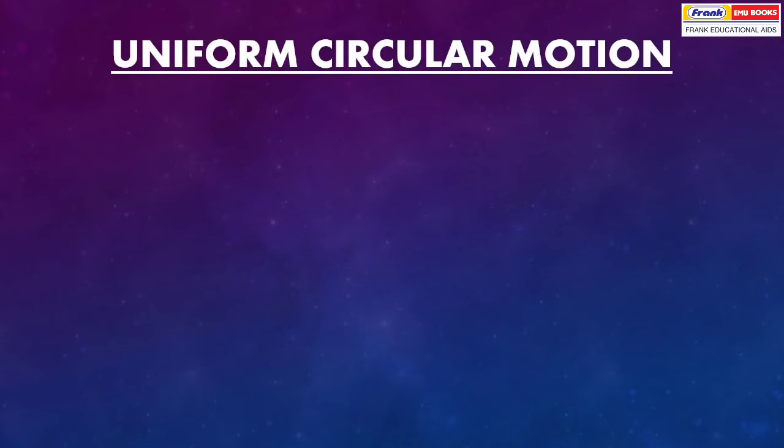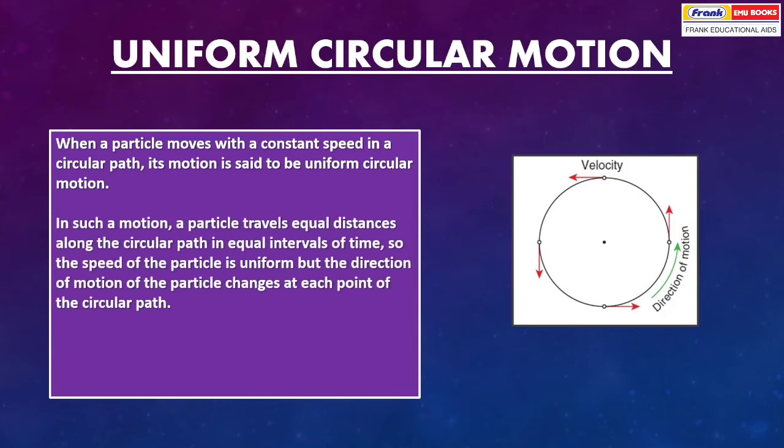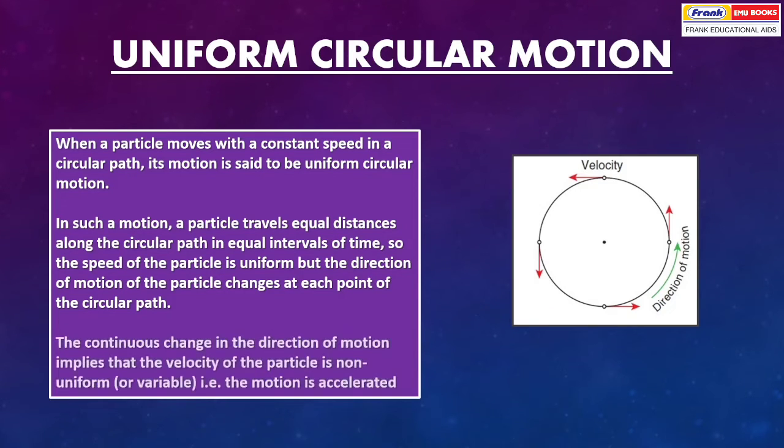Uniform circular motion. When a particle moves with a constant speed in a circular path, its motion is said to be uniform circular motion. In such a motion, a particle travels equal distances along the circular path in equal intervals of time. So the speed of the particle is uniform, but the direction of motion of the particle changes at each point of the circular path. The continuous change in the direction of motion implies that the velocity of the particle is non-uniform or variable. That is, the motion is accelerated.